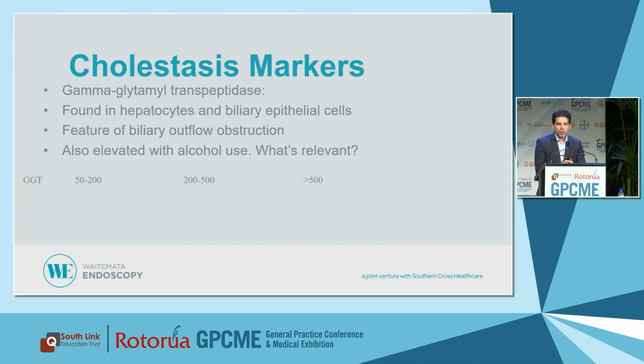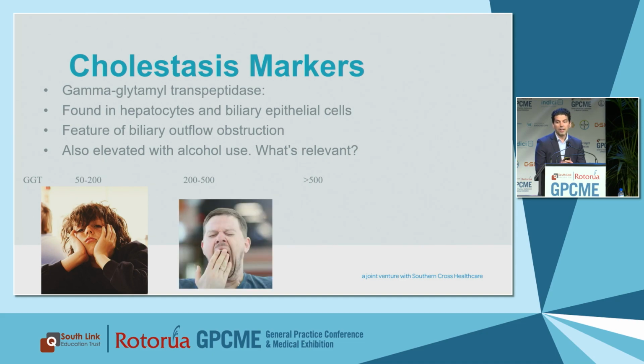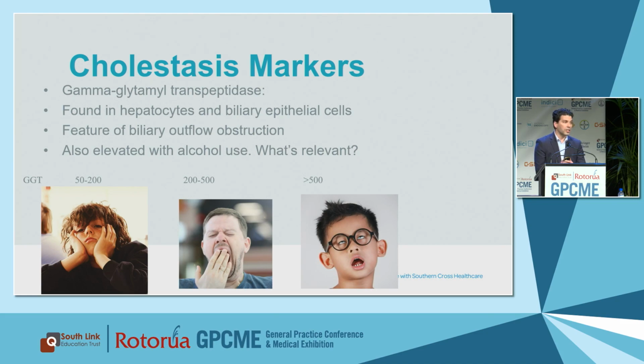So cholestasis, so you've got GGT. The problem is it's really sensitive and not very specific. Sometimes you can see it in biliary outflow. You can also get it with alcohol, and sometimes it's useful to manage compliance. So what's relevant? You call me up, the GGT is 200, I go, oh yeah. It's 500, I go, yeah. It's 1,000, I go, oh yeah. So isolated GGT means jack all.